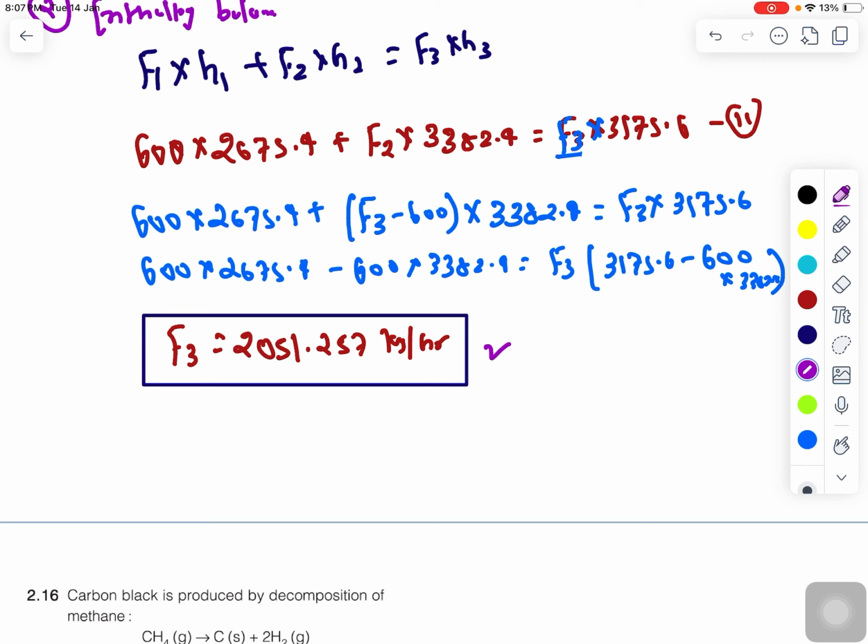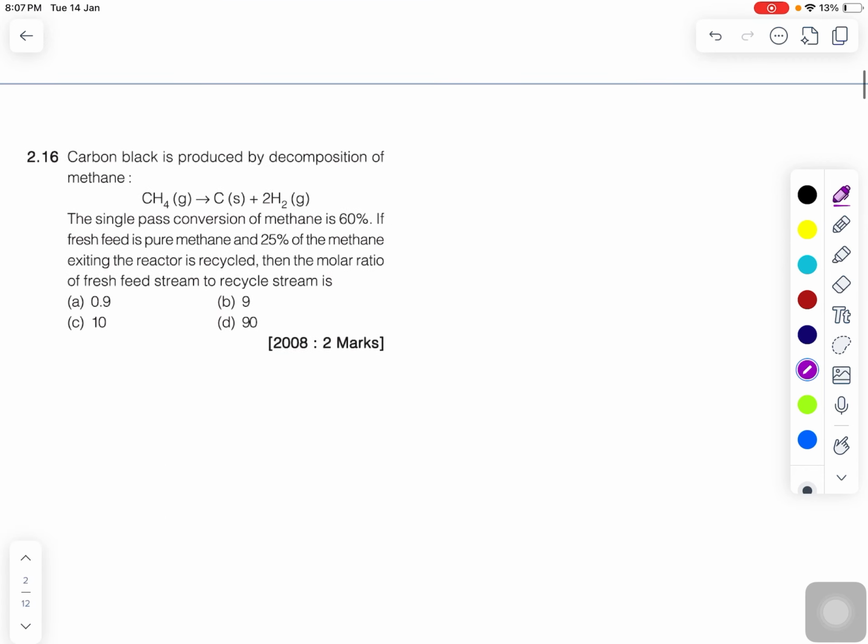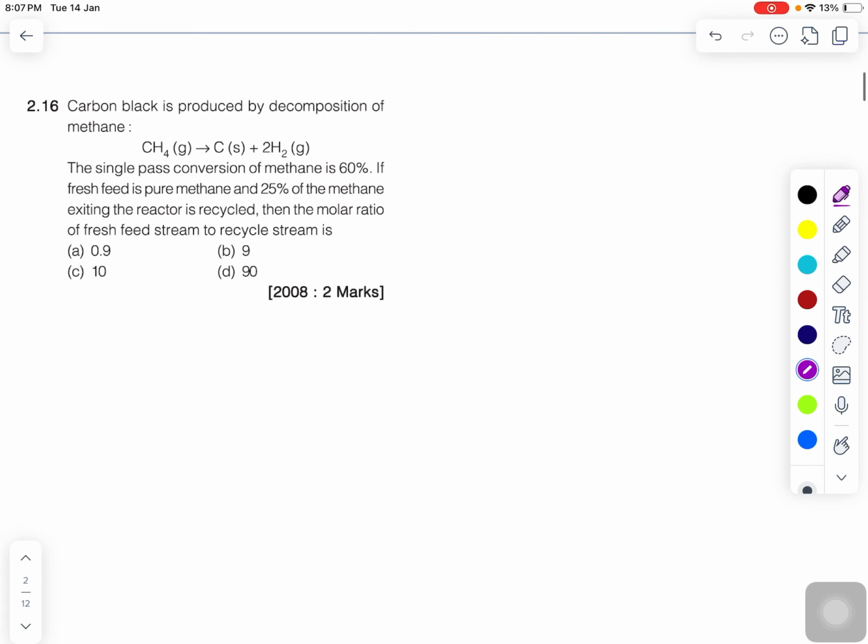Okay, now after that I'm moving towards the next problem, that is based on the recycle stream. Here you can see this problem says carbon black is produced by decomposition of methane, that is CH4 in the gaseous state, getting converted into carbon in solid plus 2H2. So this reaction is happening in the reactor.